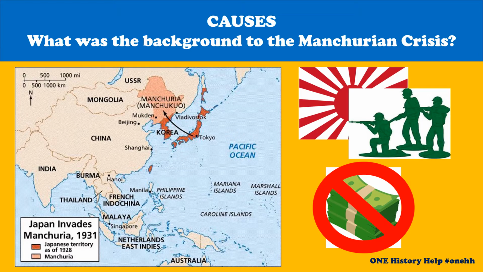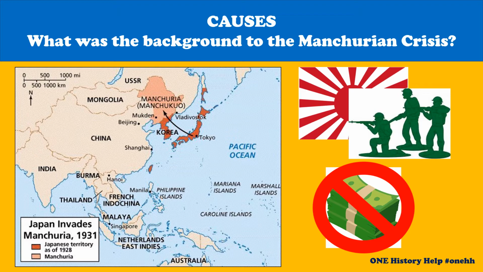Starting off, we're going to have a look at the causes of the Manchurian Crisis. And with this in mind, we want to be aware of exactly where we're referring to when we're talking about Manchuria. If you take a look at the map on the left-hand side, you can hopefully see using the key that that area there is where Manchuria is. And essentially, Japan was very interested in this territory.